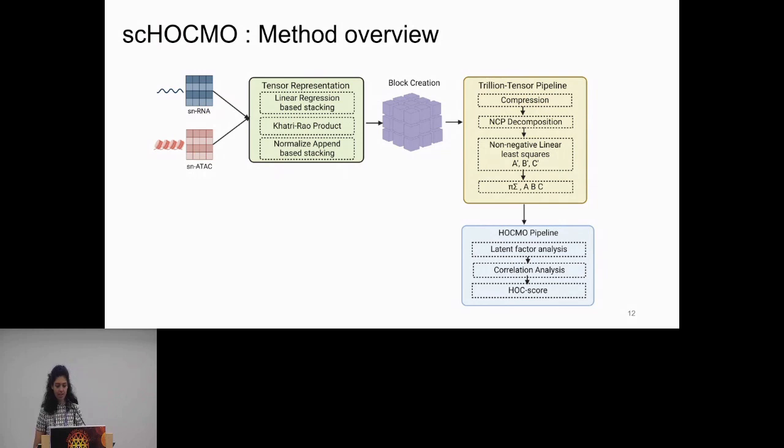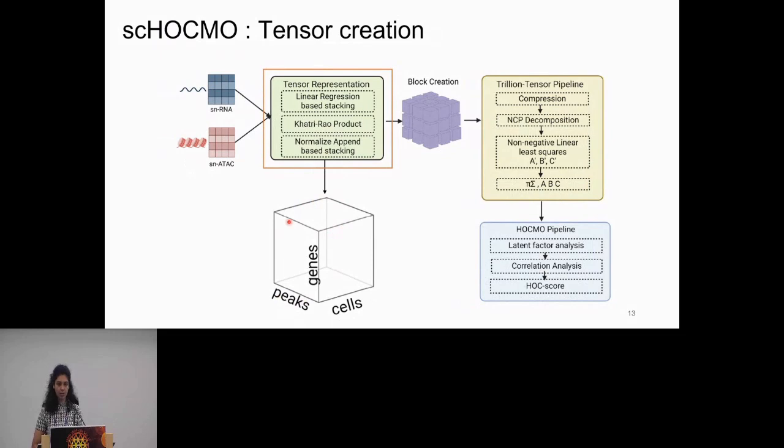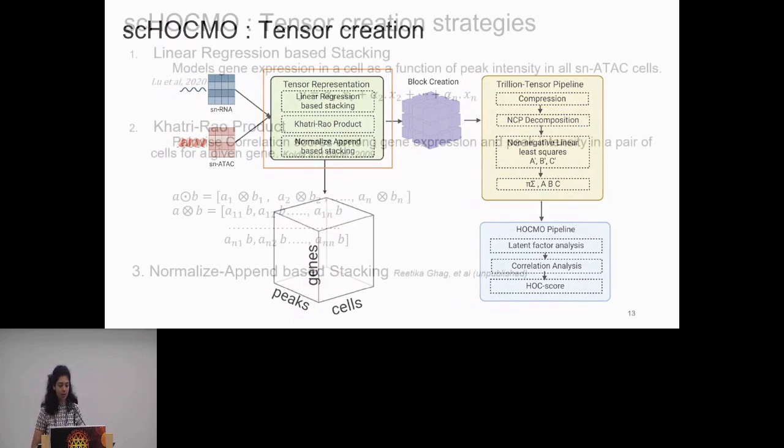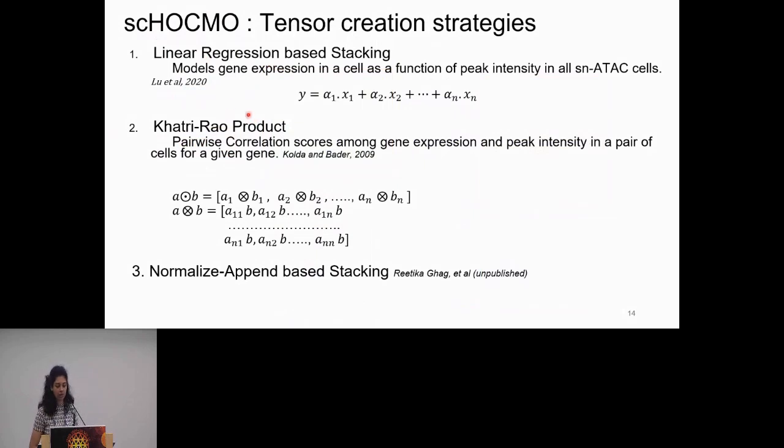So the first step is the tensor representation step, which tries to create a unified representation of all the different modalities. And in this case, we aim to create a tensor or a unified representation of cells, genes, and peaks. And that can be achieved using three strategies. So we developed a linear regression-based stacking method, which models gene expression, Y, as a function of the peak intensities across all ATAC-seq datasets represented by X. And the coefficients capture these missing relationships that could be helpful in creating the tensor.